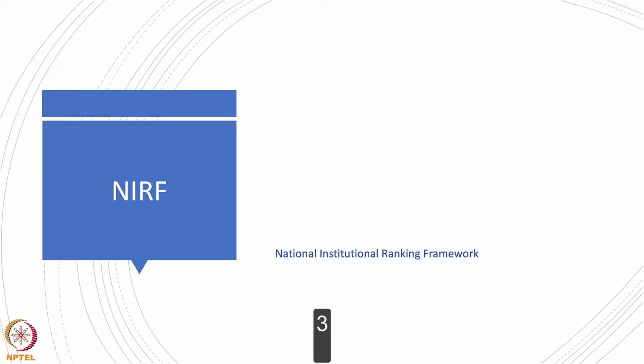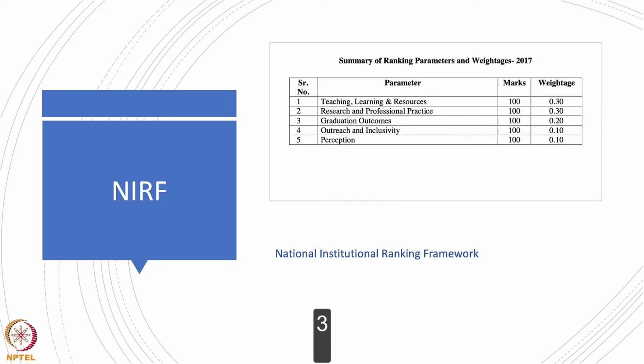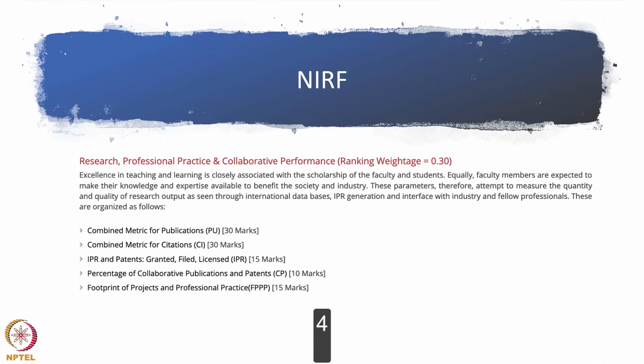So let's look at the NIRF part first. The NIRF refers to the National Institutional Ranking Framework, and this is the summary of the parameters, the ranking parameters and weightages in 2017. Now, you will find that research and professional practice gets the bulk of the weightage. If you look at the 5 parameters, a big share goes to research and professional practice.